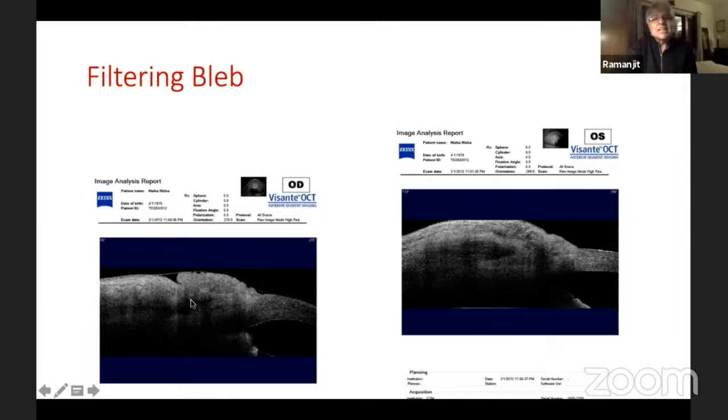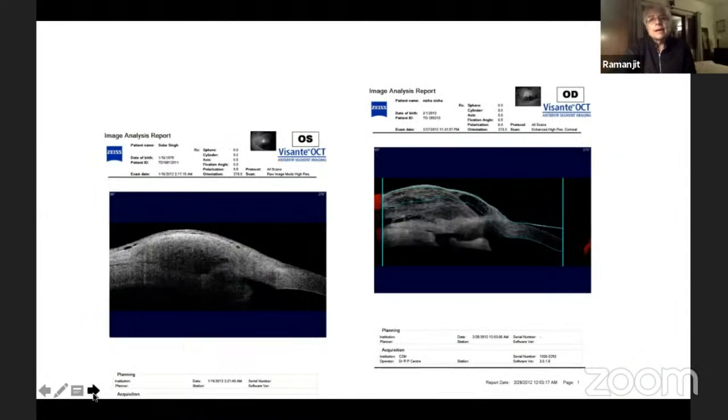The other thing is to actually grade a filtering bleb, and you can see it tells us what is the thickness of the wall of the bleb. It tells us whether there are any cysts. It also tells us what is the size of the ostium that we have made. And these photographs are 1 year, 2 years, 3 years after surgery.